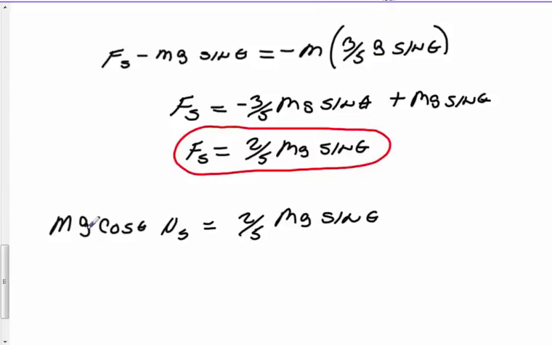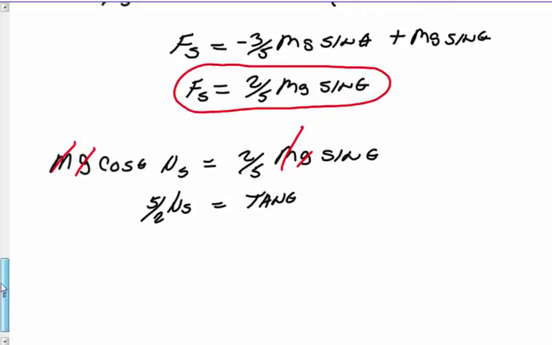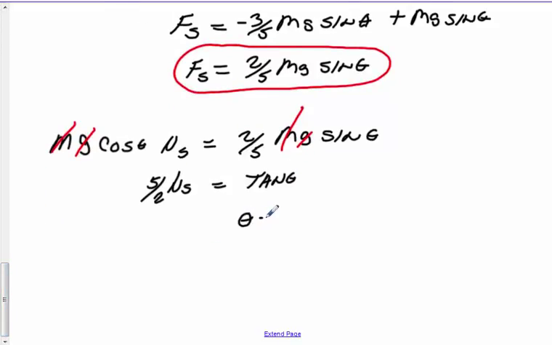I will cancel out what I can. My mass has gone here and here, g has gone here and here. I will divide by the cosine of theta and bring the 5/2 over. When I do that, I will get 5/2 mu of s is equal to, now the sine of theta over cosine theta is tangent of theta. I will solve for theta, and when I do, theta is going to equal the inverse tan of 5/2 of mu of s.